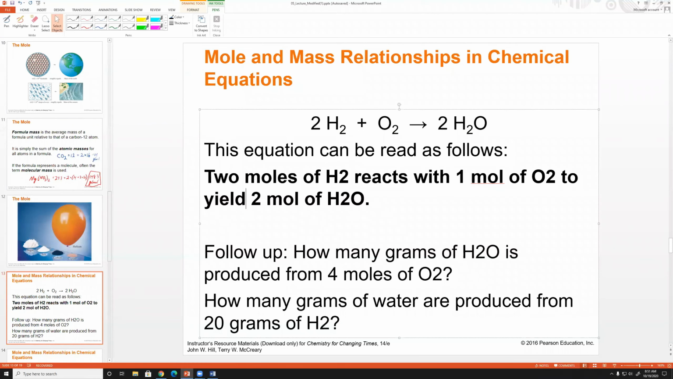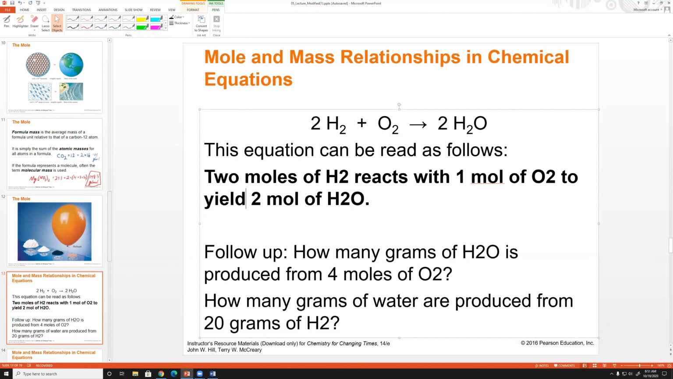Now, follow-up question. These are the kind of questions that I'm going to be asking next, using these relationships: how many grams of H2O is produced from 4 moles of O2? That's a loaded question. Okay, so let's think about this. We have to use our brain a little bit, even though it might be a little early. So how many grams of H2O is produced from 4 moles of O2?